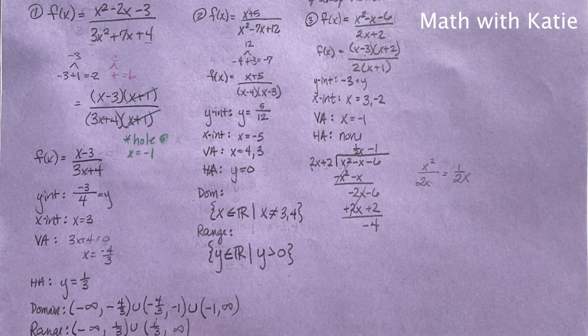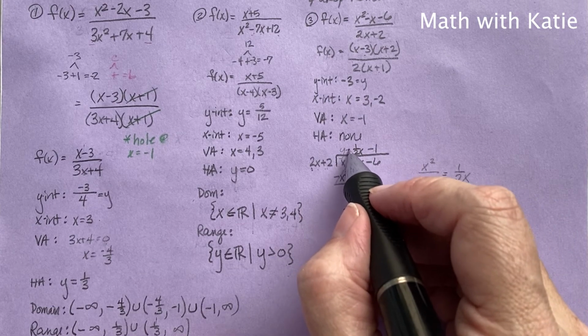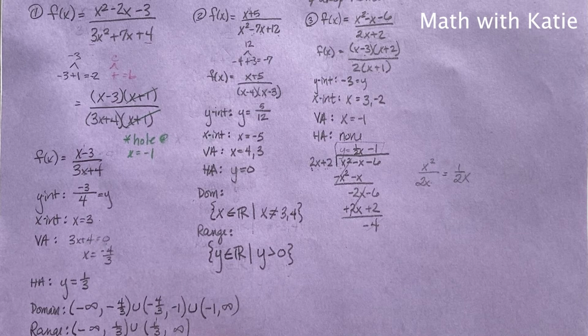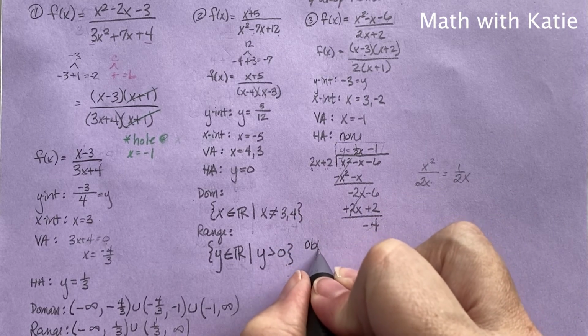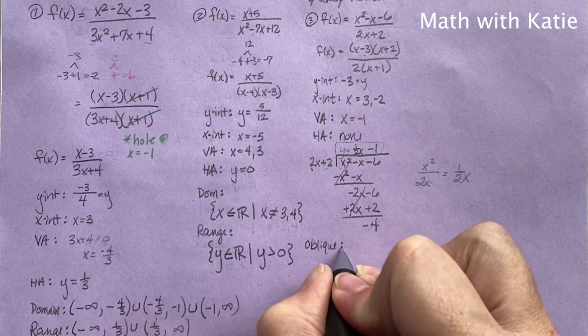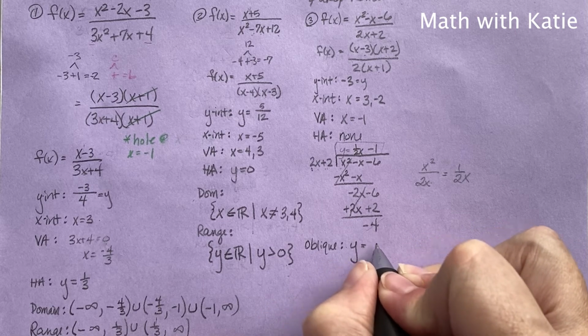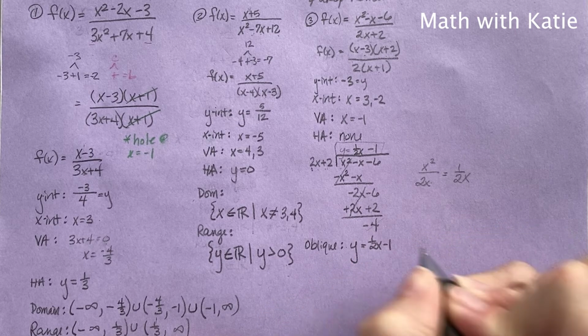Now, with the oblique, remember, we're just going to drop this remainder anyway, and this is our oblique, also called slant. Sorry, I forget. Okay?